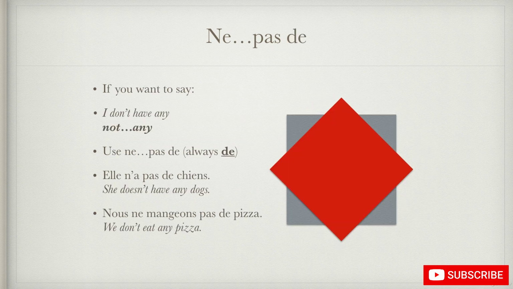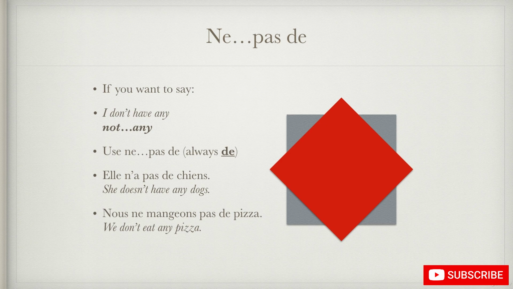Another thing that I wanted to talk about today is the expression ne pas de. So if you want to say I don't have any, or I have none of something, then we would say pas de. For example, she doesn't have any dogs. We could say elle n'a pas de chien. She doesn't have any dogs.